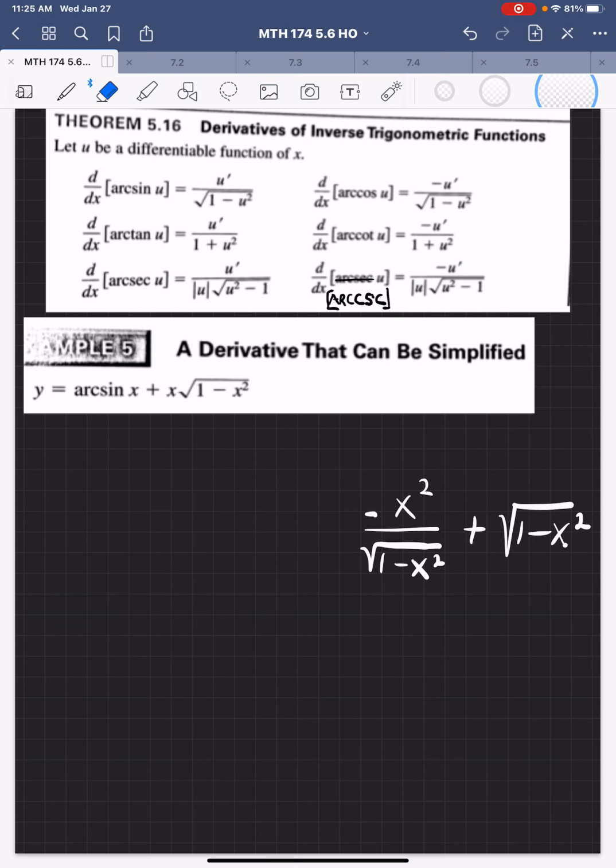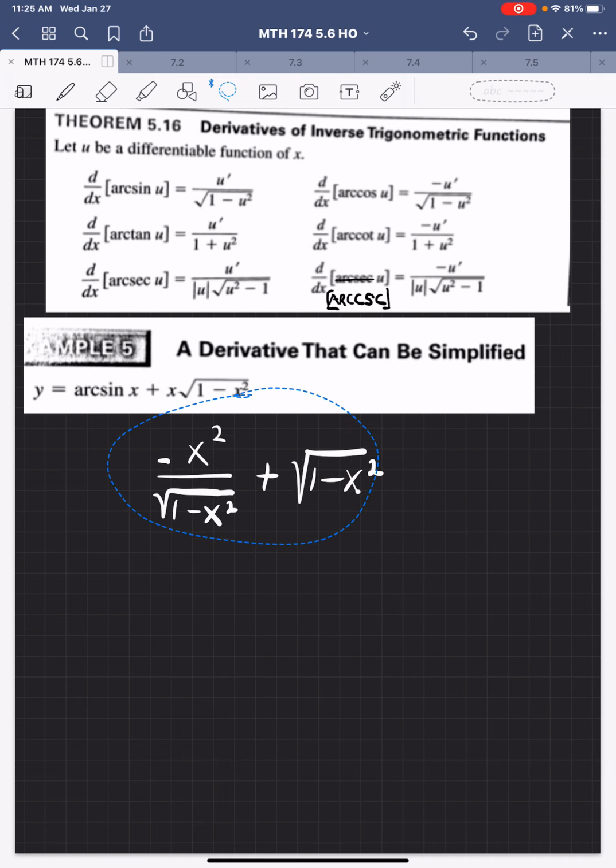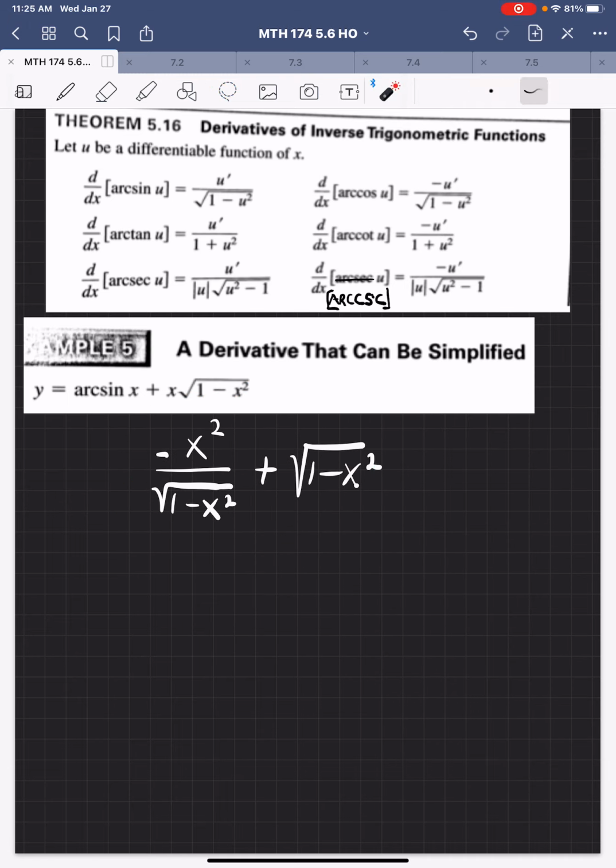So all of that work is to give us the derivative of this term. So we still got to figure out what the derivative of arc sine of x is. That's actually much easier than what we just did. So our y prime. Let's go ahead and glance up here at our formula for the derivative of arc sine. So it's just u prime over the square root of 1 minus u squared.